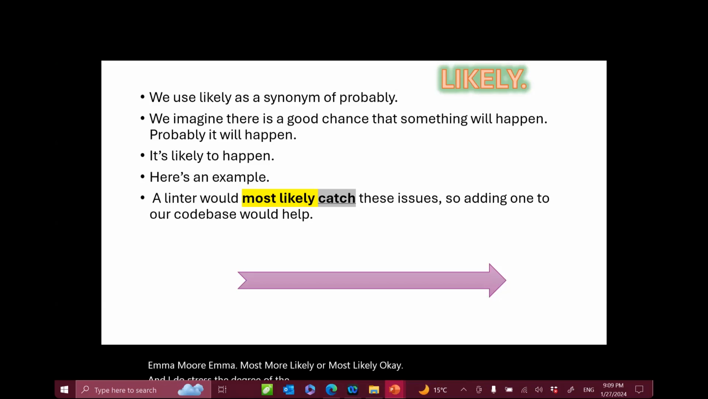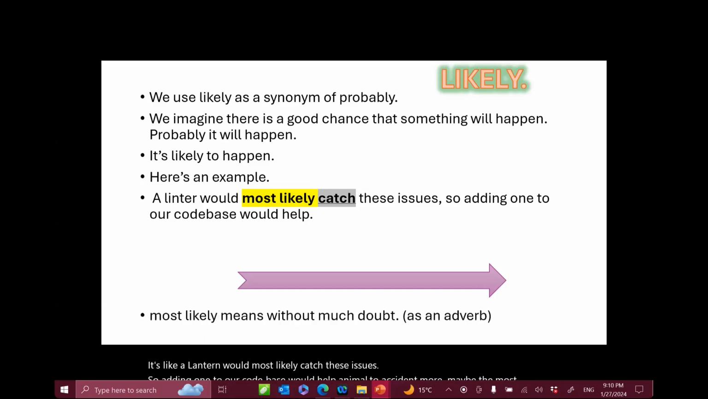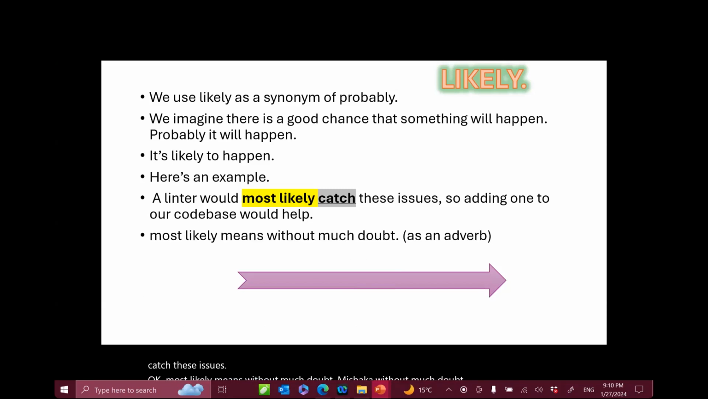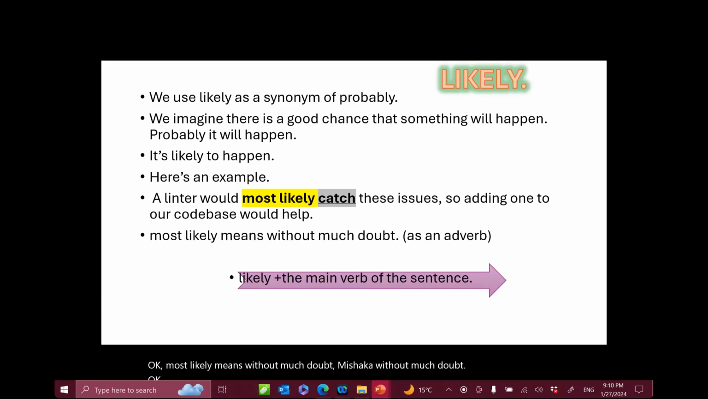It's like a linter would most likely catch these issues. So adding one to our code base would help. أنا متأكد إن maybe ده most likely catch these issues. Okay? Most likely means without much doubt. مش شك. Without much doubt. يعني أنا مش بشك إن ده أكيد هيساعدنا. أوكي؟ likely جت في الأول وبعدين بعدها المين verb اللي هو catch of the sentence.